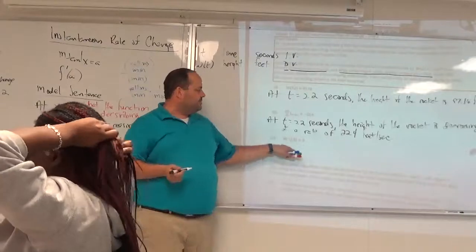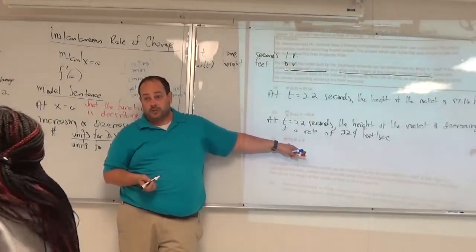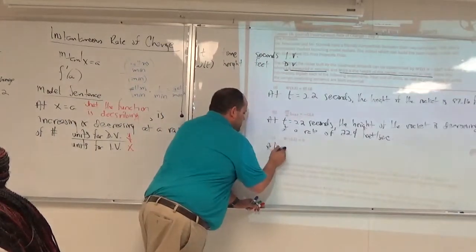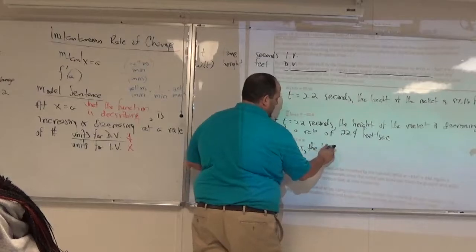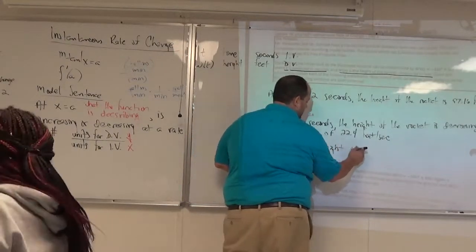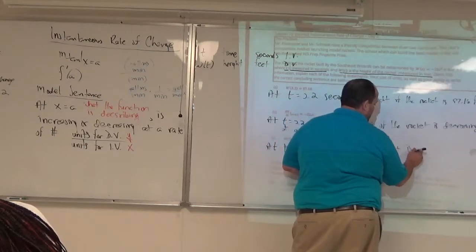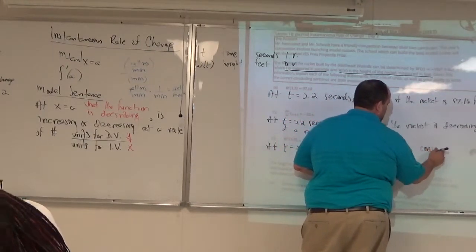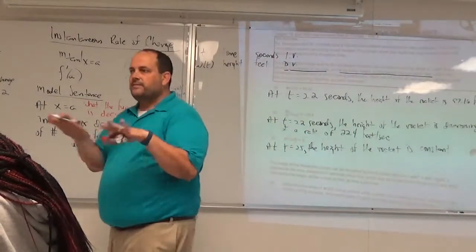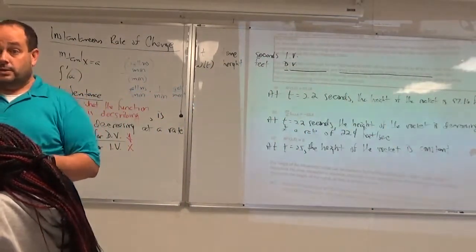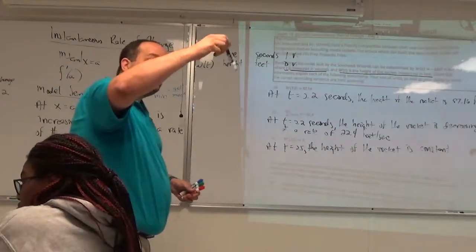Part C, W prime of 2.5 is equal to 0. Rate of change notation. At T equals 2.5, the height of the rocket, what's it doing? The height of the rocket is constant. I would stop there. If it's constant, you've stopped. You're not increasing, you're not decreasing.